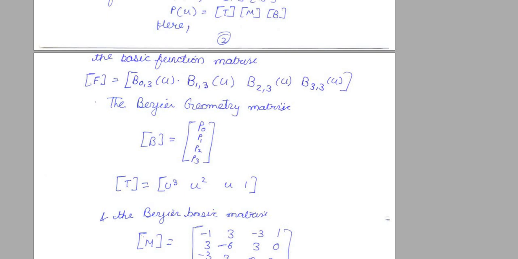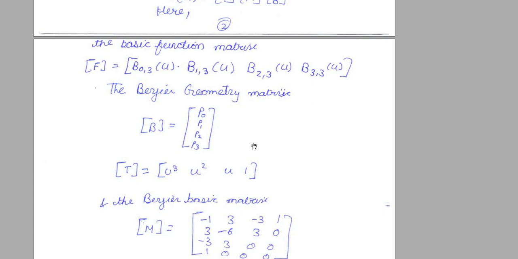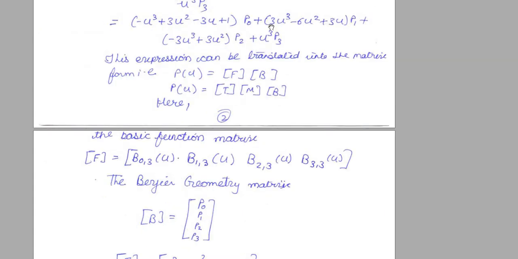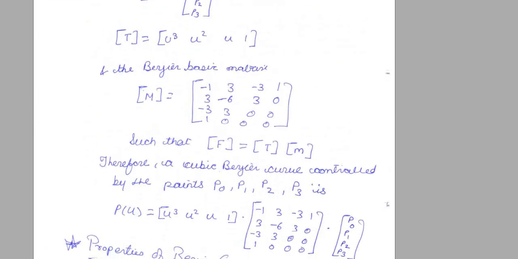See, 1, is everyone getting this? Minus 1, 3, minus 3, 1. Then 3, minus 6, 3. Then minus 3, 3. So this is my Bezier matrix.